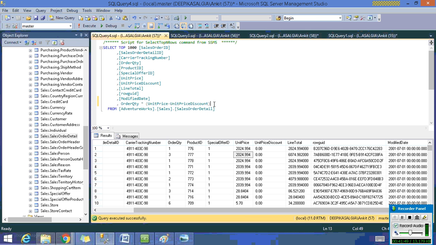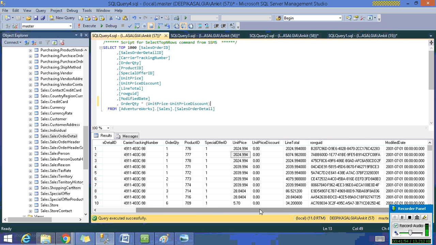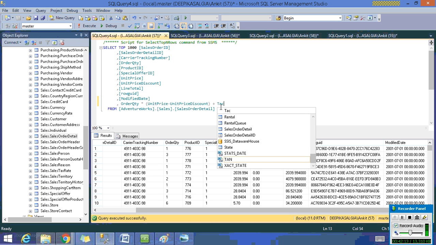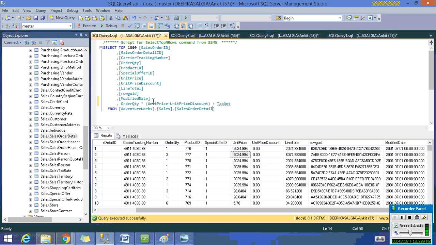Okay. And then if you have taxes on top of it, let's say you have a tax in here, you don't have a tax, but if you have a tax, you can add the taxes after that and say this is your line total with tax. This would be without tax. If you have a tax, you do plus whatever column you have for the tax amount, and that would be your line total after tax. Okay. Is it clear?